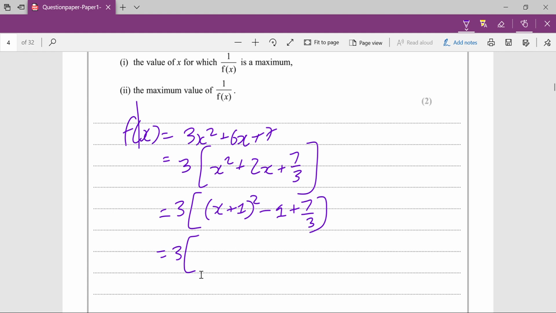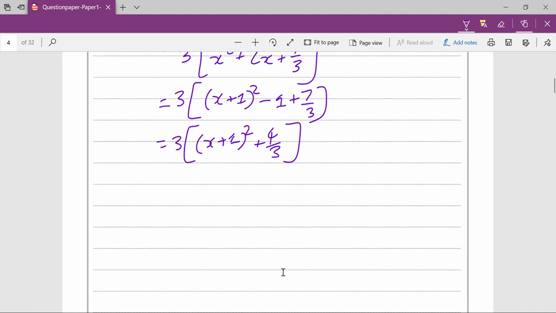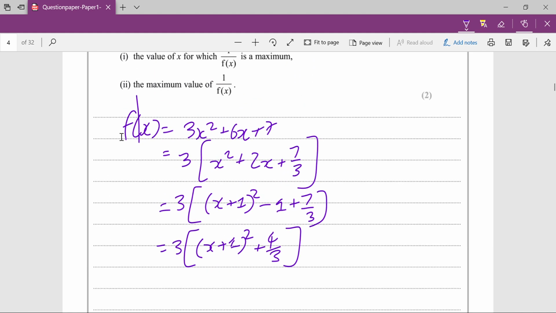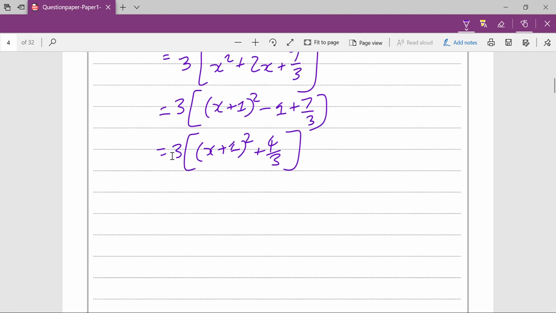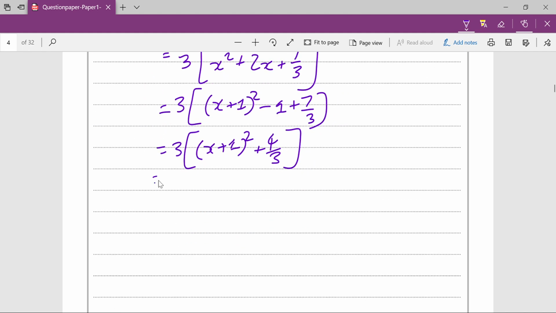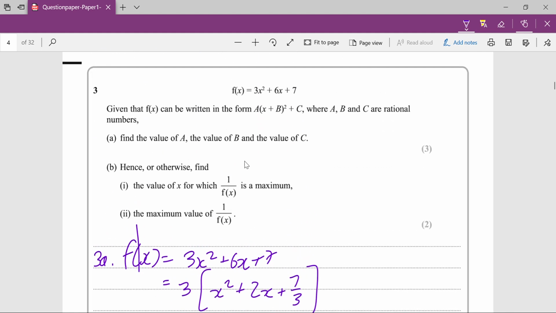So 3 times (x plus 1) squared plus 4 over 3. And we multiply the 3 back in, or we should really label the questions. We multiply the 3 back in to get 3 times (x plus 1) squared plus 4. And this is our form completed the square.